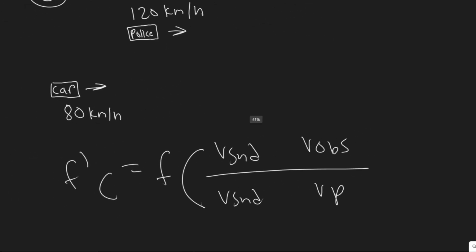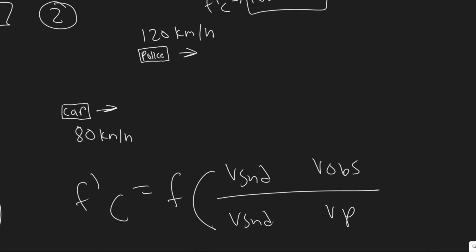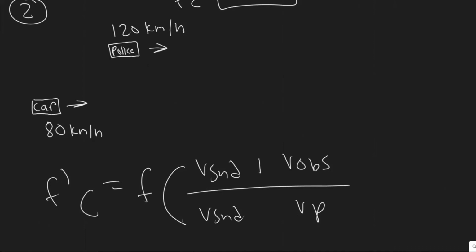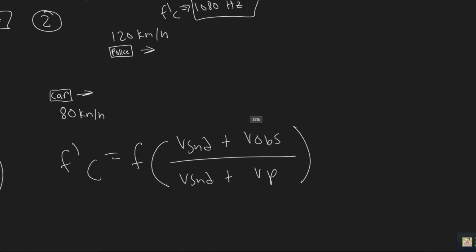So for this one, what do you think it is? So first, imagine the car by itself. Is it going towards or away from the police car? It's going towards, which means we make the top positive. Now at the bottom, is the police car going towards or away from it? It's going away from it. Therefore, the bottom also has to be plus to make this value smaller. So hopefully that makes sense.